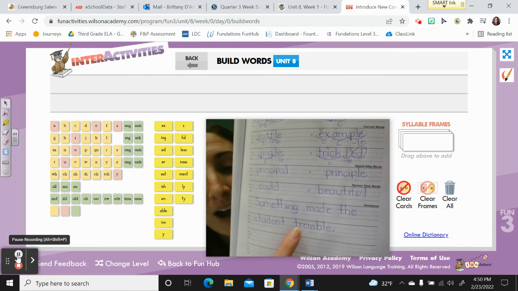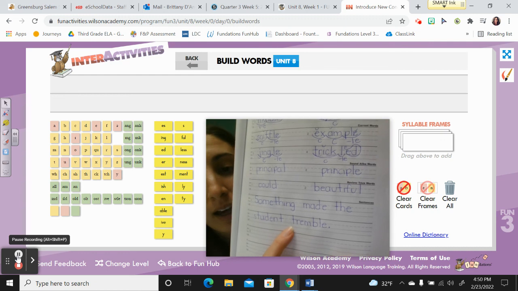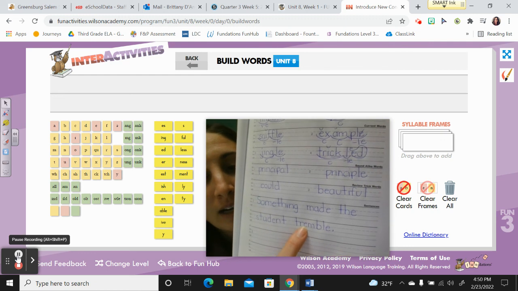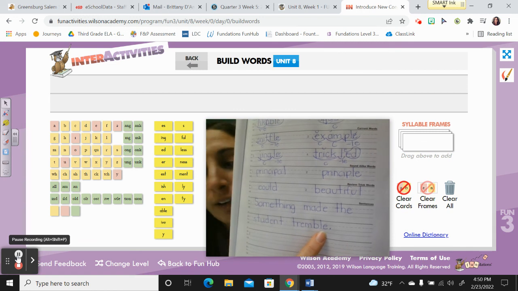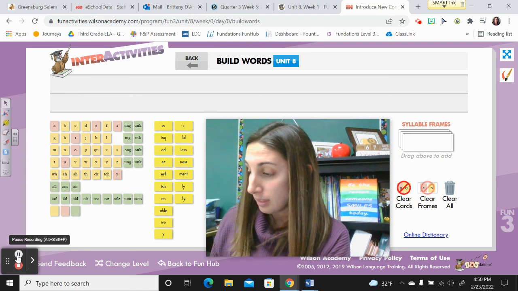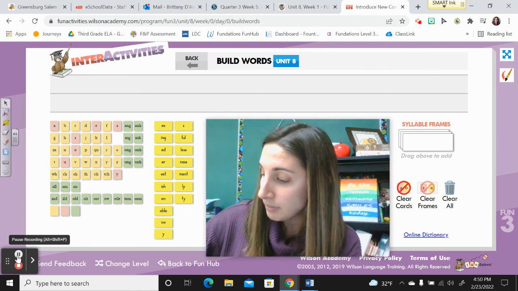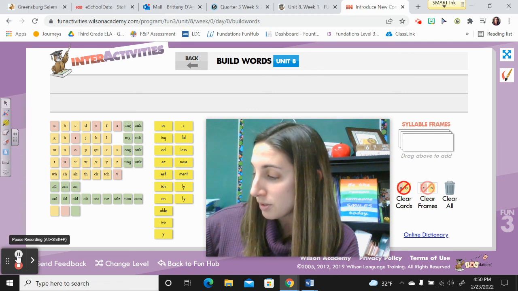Student. Now, how'd you do with our Unit 8 word? Tremble. It means to shake. Okay? TREM. Trem. BLE. Great. And then just scoop it up. I'm going to scoop it like this. Something made the student tremble. 2 scoops for me.